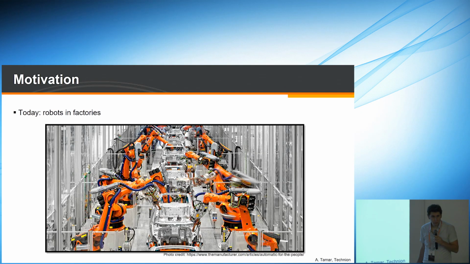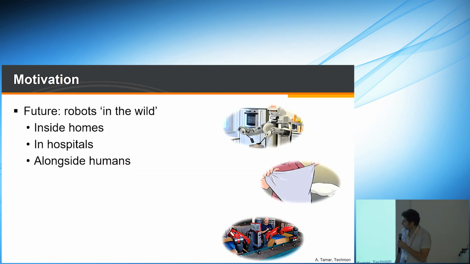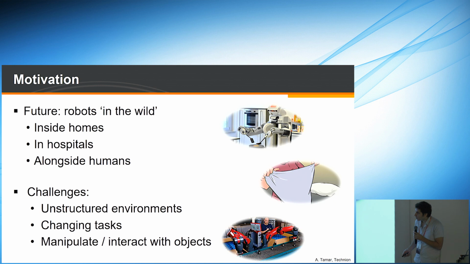Now, as you probably know, robots are very good today at performing repetitive tasks, for example, car manufacturing. But in the future, we'd like robots to work in the wild, for example, in our homes or in hospitals, or walking alongside humans. So this is very challenging. What if we want, for example, a robot to cook our meal or make our bed?